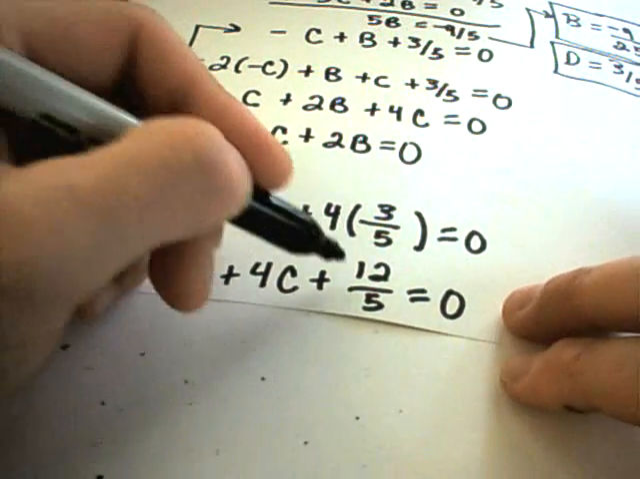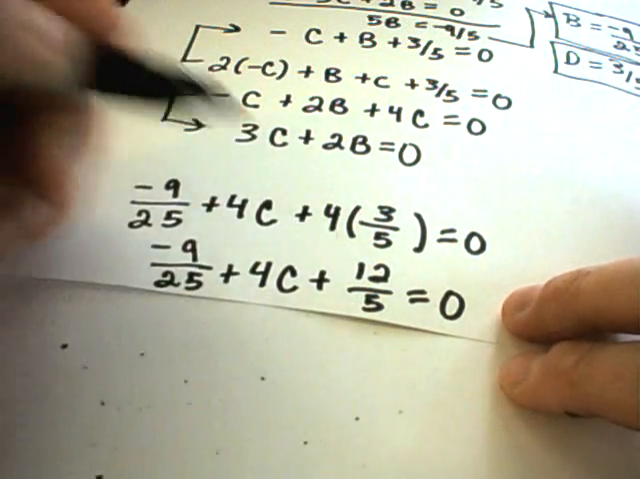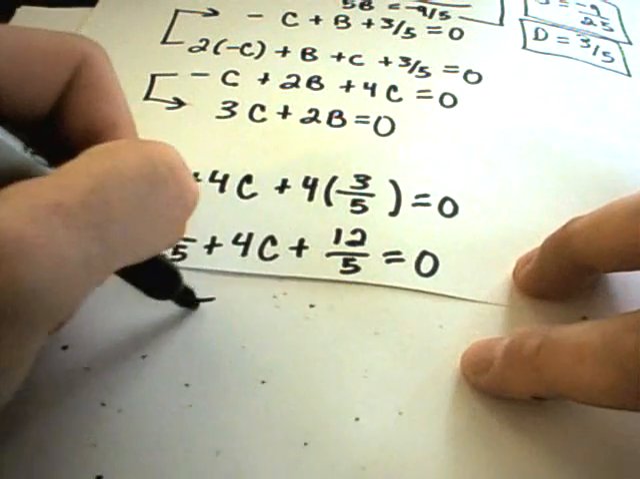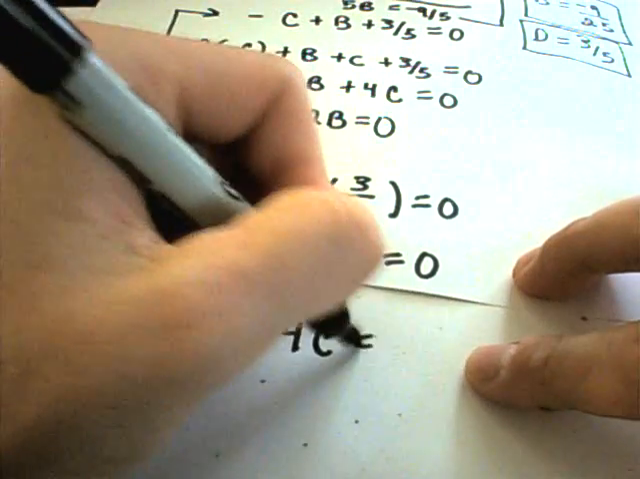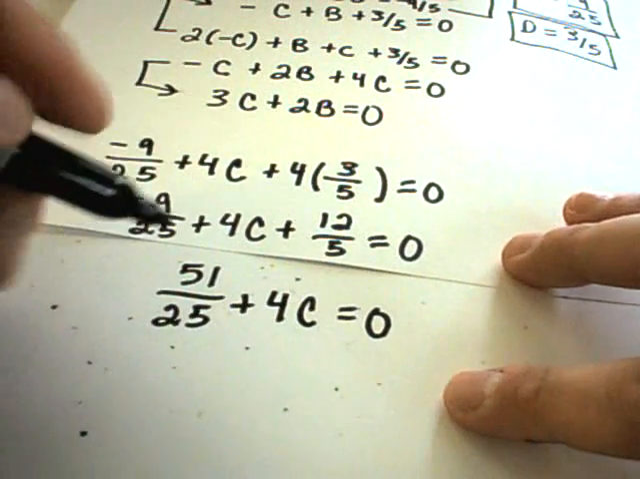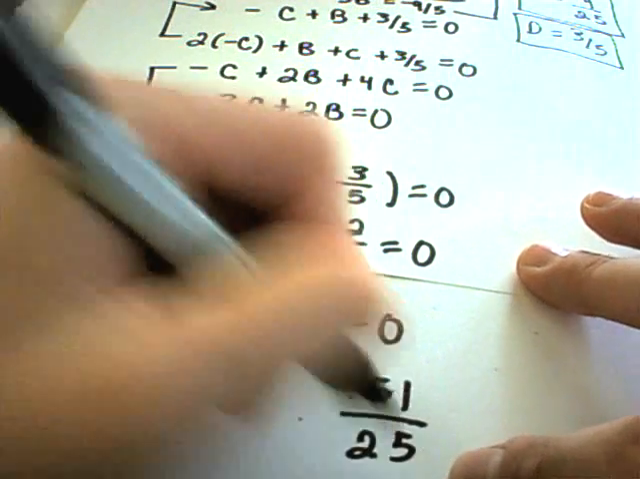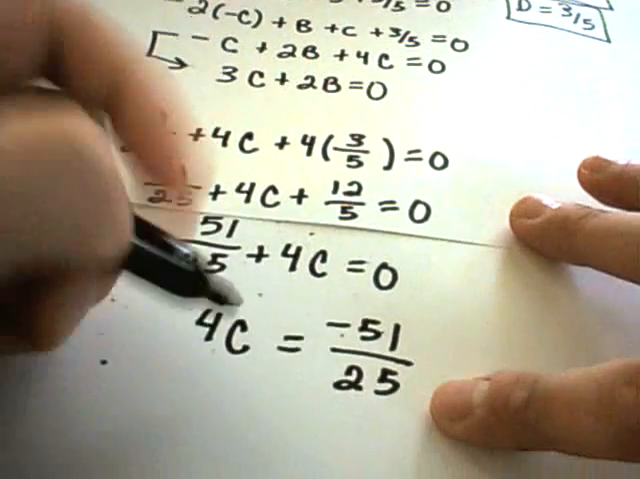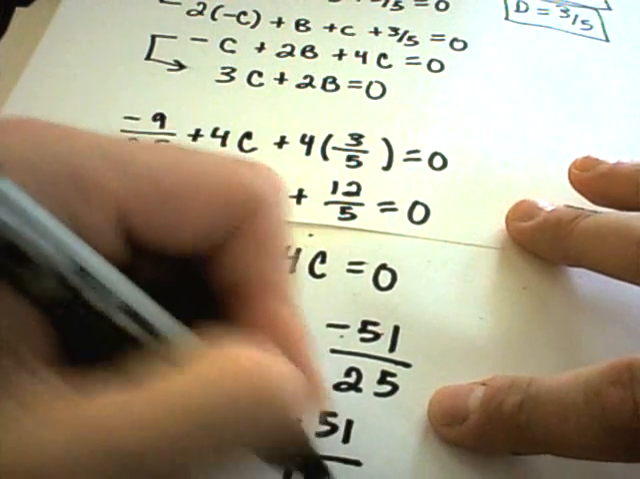If I get common denominators, I would multiply top and bottom by 5 on my 12/5. So if you multiply, you'll get 60 on top. 60 minus 9, you'll get 51 over 25. Plus 4c equals 0. Well, you could move the negative 51 over 25 over. You would have 4c. You could multiply both sides by 1/4. You would get that c is negative 51 over 100.